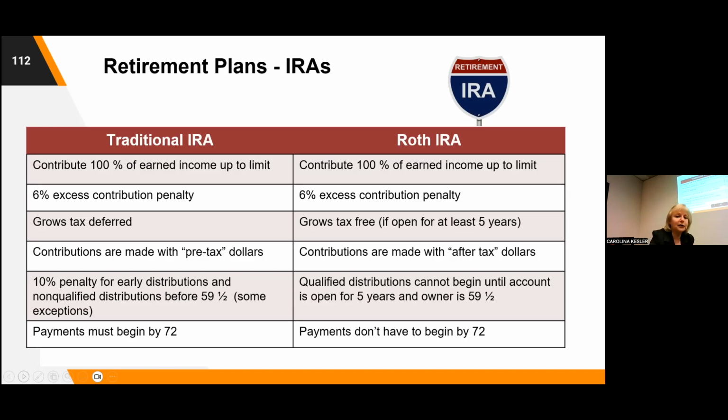10% penalty for early distribution, so before age 59 and a half, unless you have like a life-threatening illness, usually is when they'll let you take it without a penalty. And payments must begin by age 72. If you don't start taking it out by the time you're 72, you pay a 50% penalty. That's huge. And that would be considered like a 401k? Yeah, or an IRA. If you don't start taking it out by 72, you're screwed.